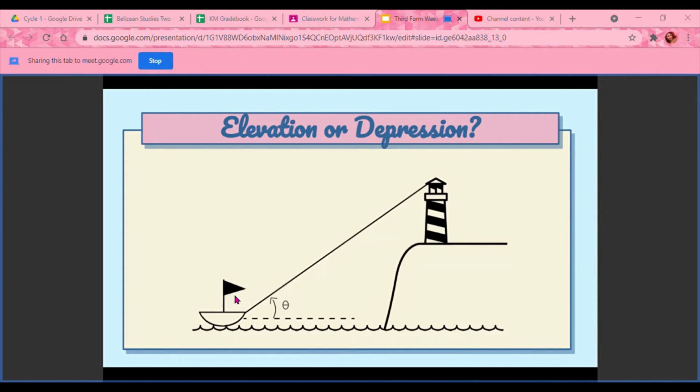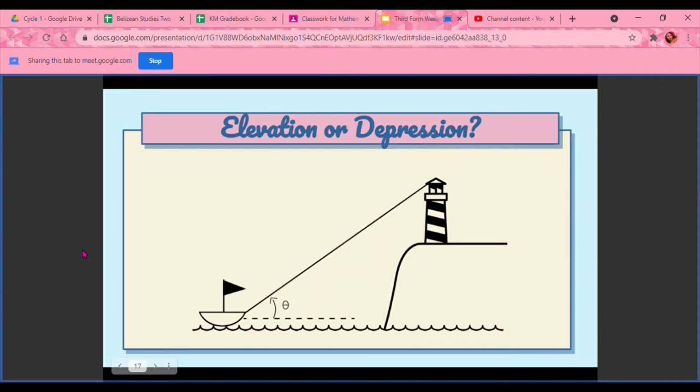Is it at the boat or is it at the tower? On the boat, miss. The person is standing on the boat and the person is looking up. So if I am looking up, what am I creating? Elevation. I am creating an angle of elevation, guys. Are you ready for the other one? Good. And we're doing the same thing.